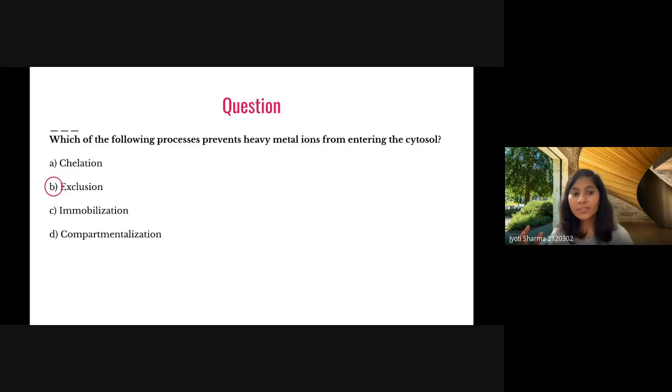Chelation is forming a complex structure of some compound with the metals. Immobilization means we are stabilizing the metal so that it will be insoluble, the mobile phase of the heavy metal will not be there, it will be immobile. Compartmentalization is another method. So exclusion is the way by which a plant can prevent heavy metal from entering the cytosol.